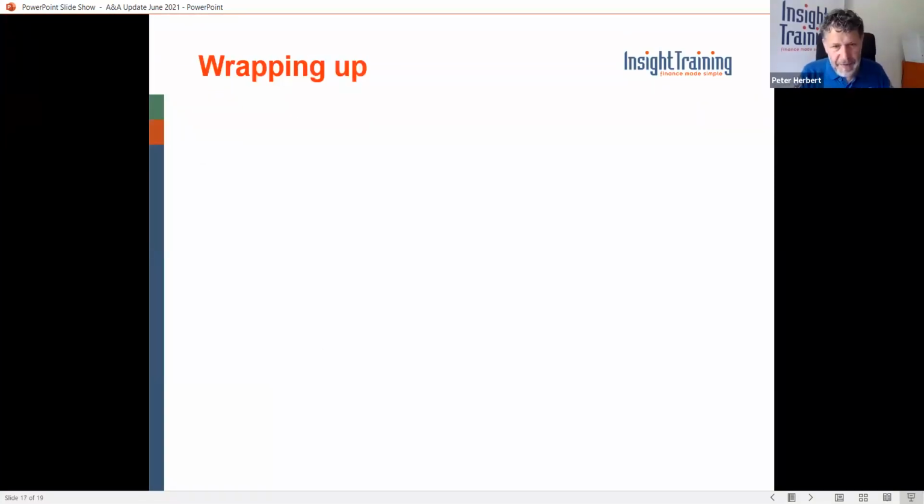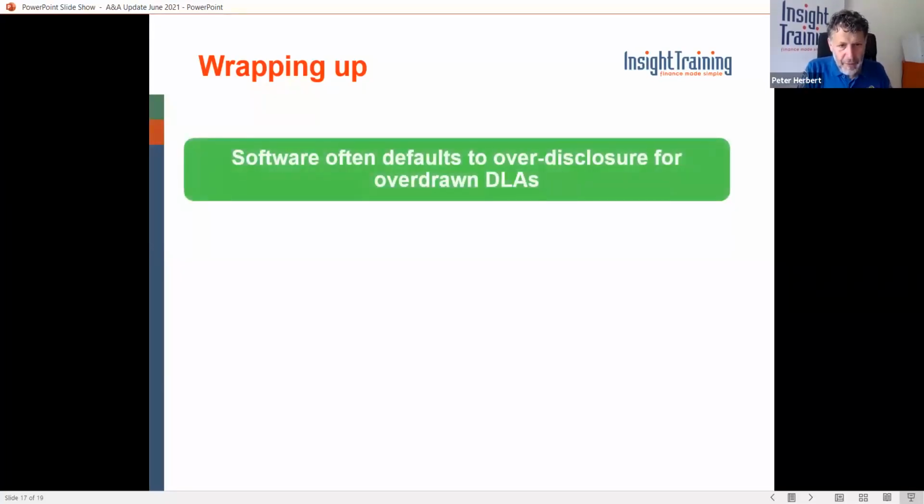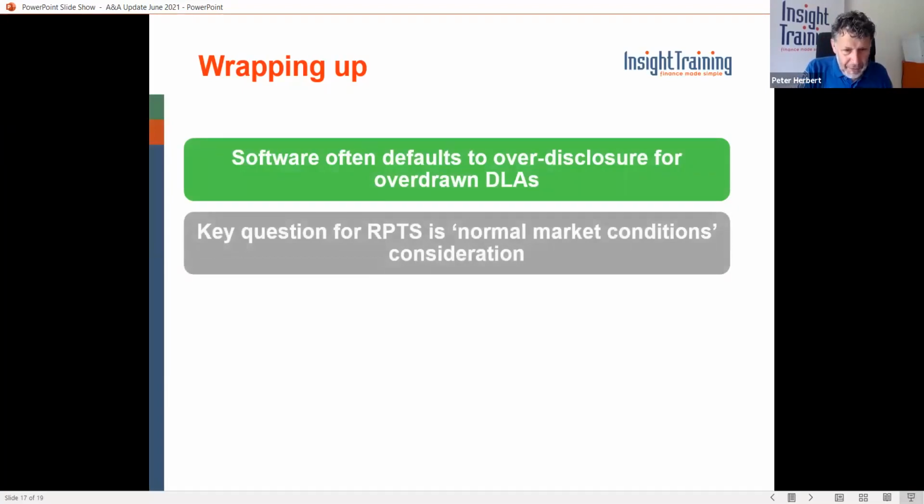Okay, so we've had a look at a number of different aspects of small company disclosures there. Just a few points to wrap up. Software often defaults to over disclosure for overdrawn DLAs. We saw that in the example. I talked a bit about the way we might possibly reshape that disclosure to make it compliant, but a little bit less detailed. The key question for related party transactions is, are the transactions concluded under normal market conditions? And if they are, there is no need to disclose. And as we saw in that example during the short session today, that would then mean probably less disclosure than we had there in our example.